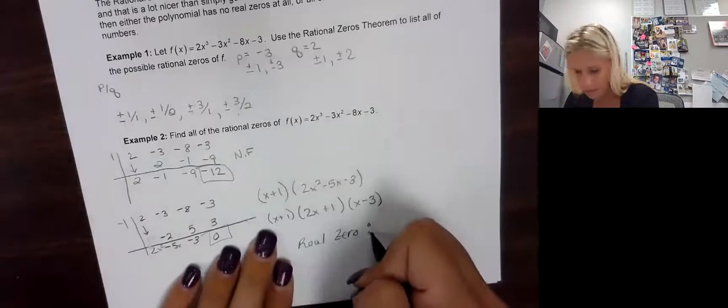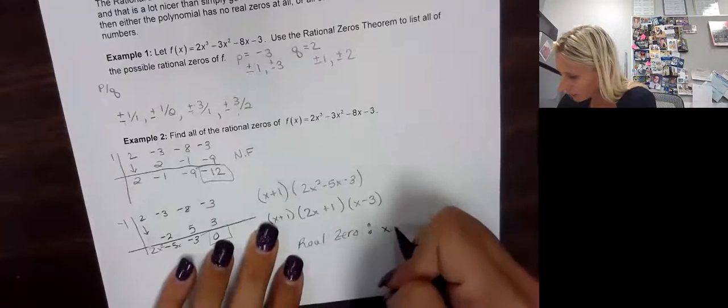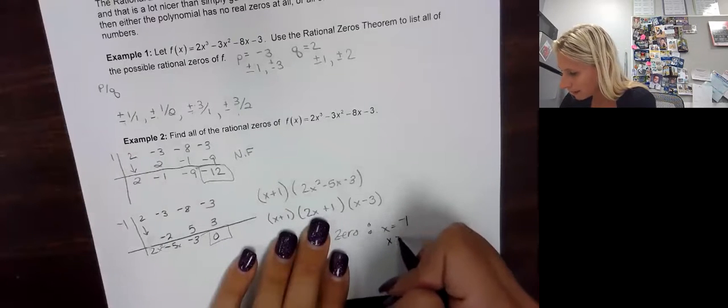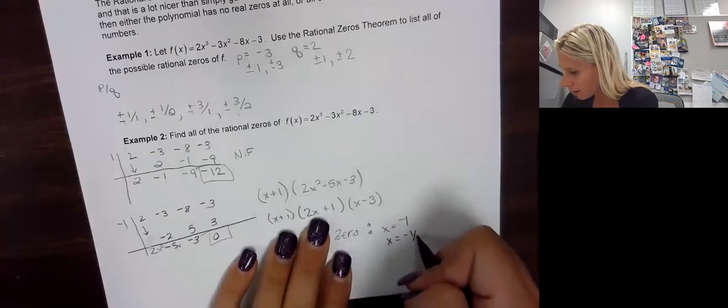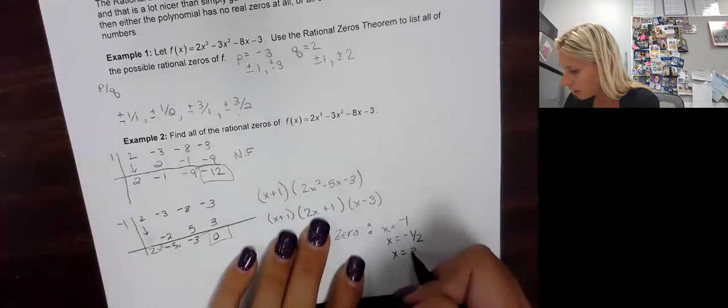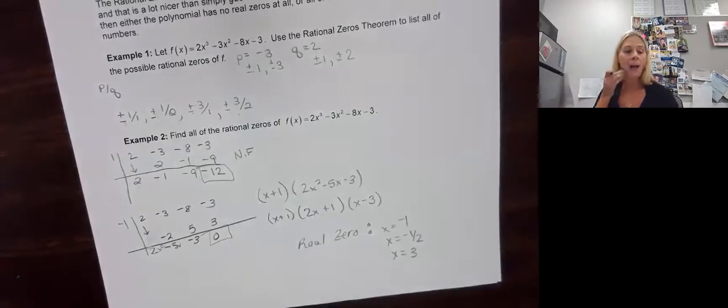So we have that x can equal -1. Middle one would be x can equal -1/2. And the third one is x can equal 3. Awesome. Good job, guys.